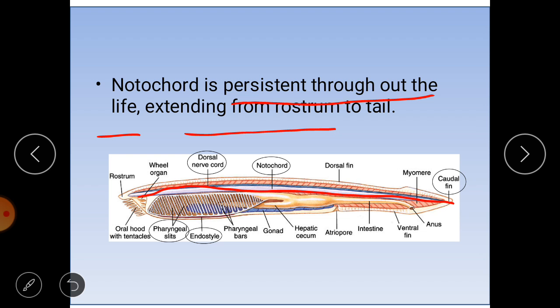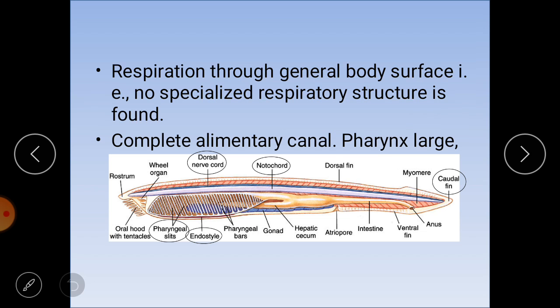It means the notochord is present from the head portion, you could say. Of course they don't have a distinguished head, but you could say from the anterior portion up to the end region of the body. That's why they're called cephalochordates.